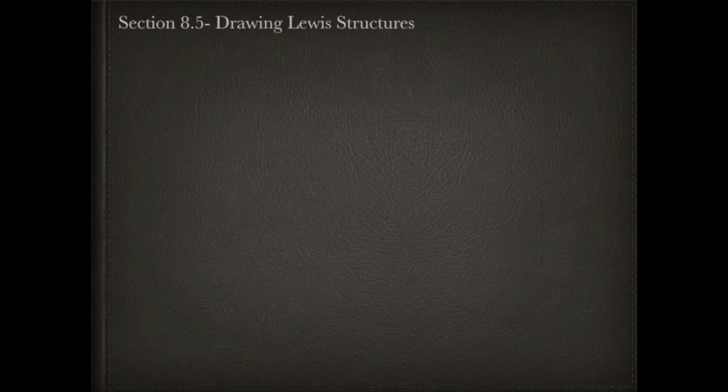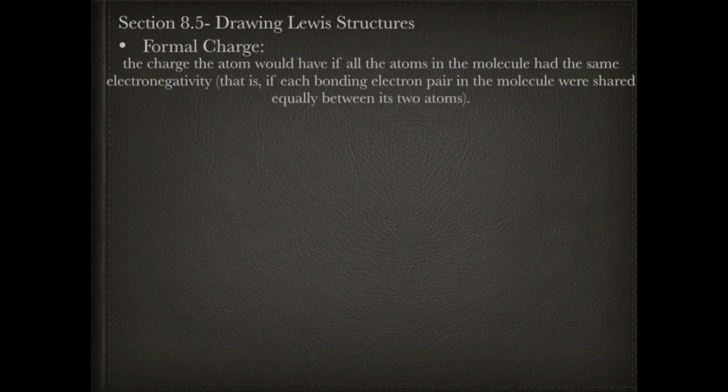The last concept I'm going to go over is the confusion that can result if you're not sure how exactly to draw your Lewis structure. And the concept that helps us quite a bit is this concept of formal charge. Now, the official definition of formal charge is the charge an atom would have if all of the atoms in the molecule had the same electronegativity, meaning they're sharing their electrons equally.